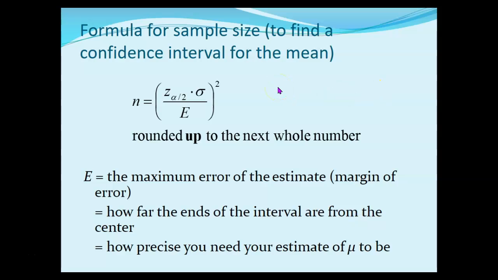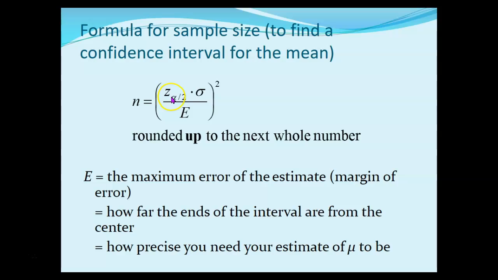So here is the formula for the sample size to find the confidence interval for the mean. N equals z sub alpha over 2 times sigma over E, and then the whole thing is squared, and then whatever that formula gives you should be rounded up to the next whole number. That's because sample size has to be a whole number. You can't have fractional pink elephants.